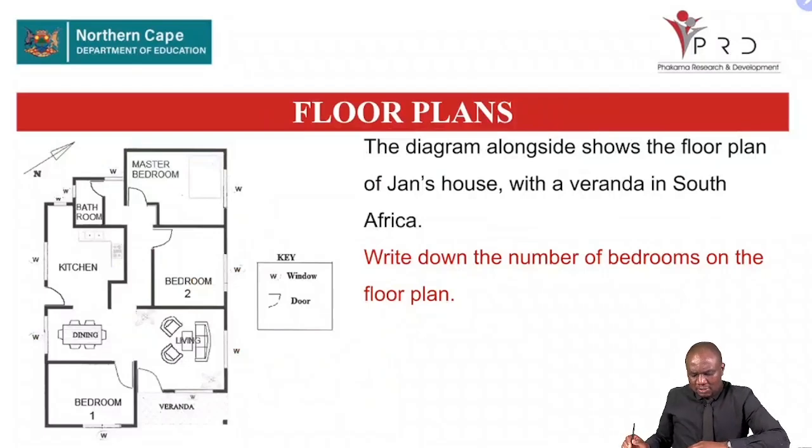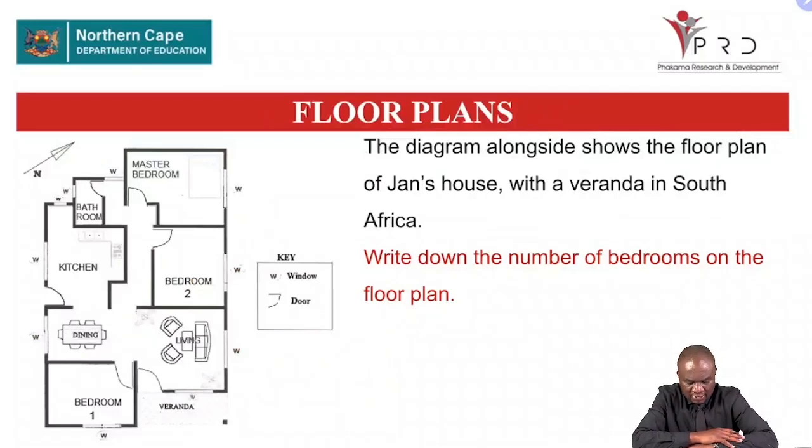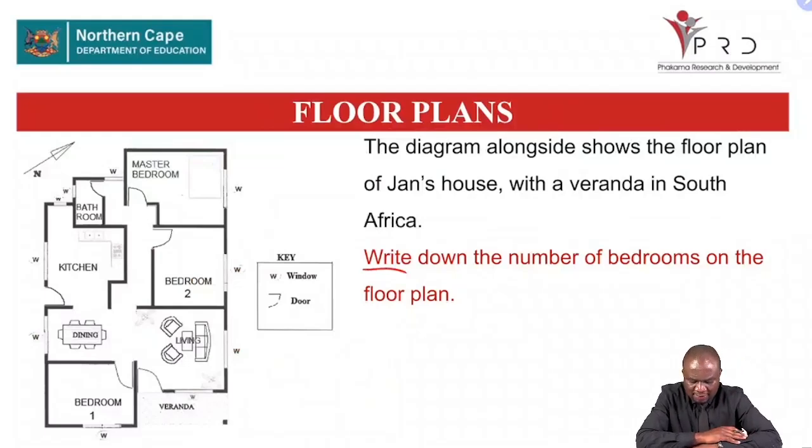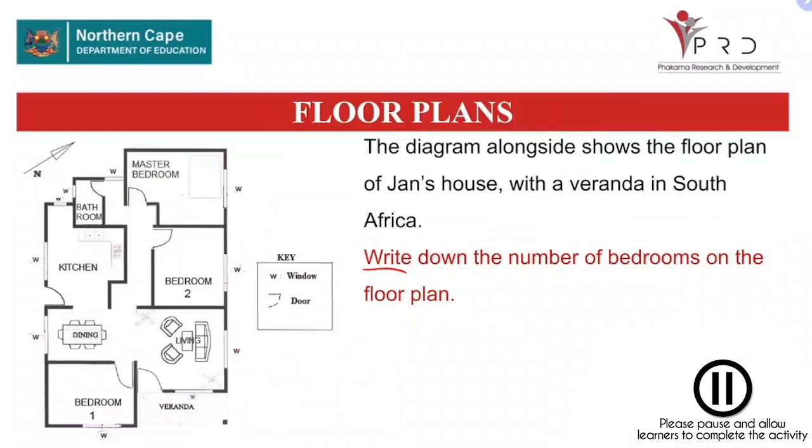The diagram alongside shows the floor plan of Jan's house with a veranda in South Africa. Write down the number of bedrooms on the floor plan. This is about you recognizing from a given diagram. So write down, no calculation there. Let's have 1 minute for that.